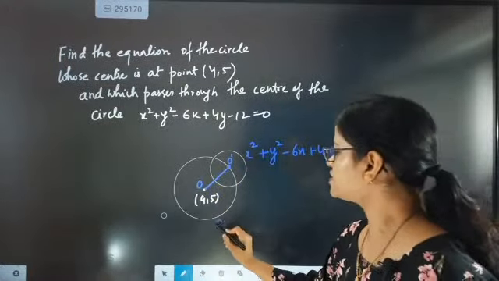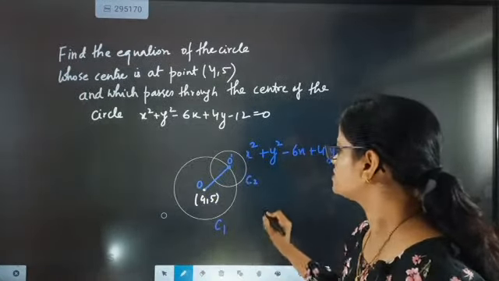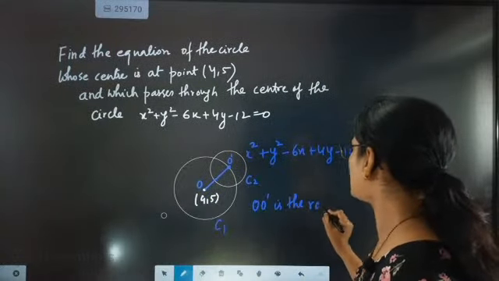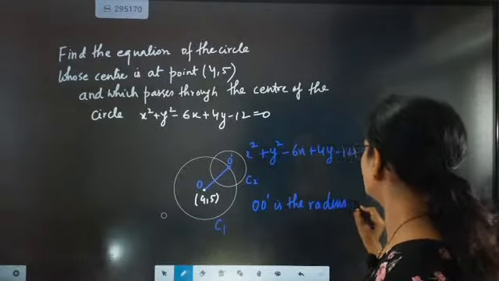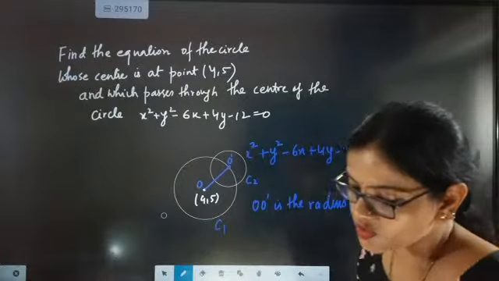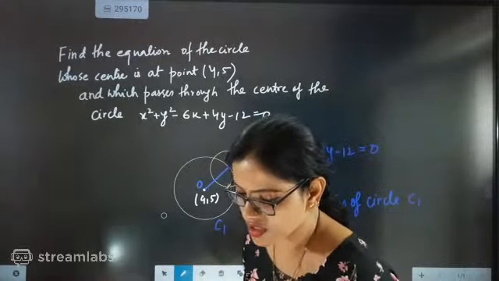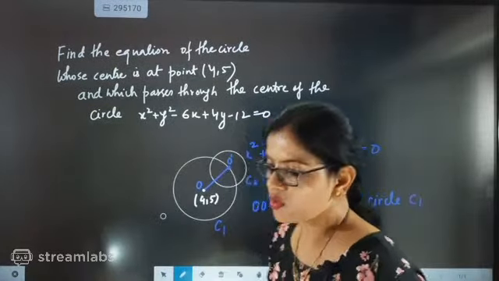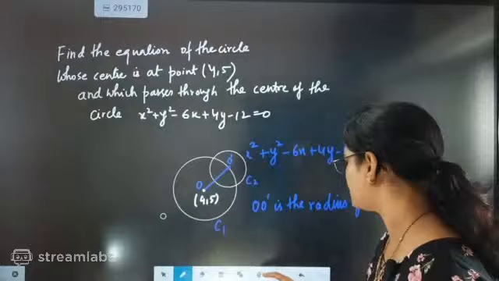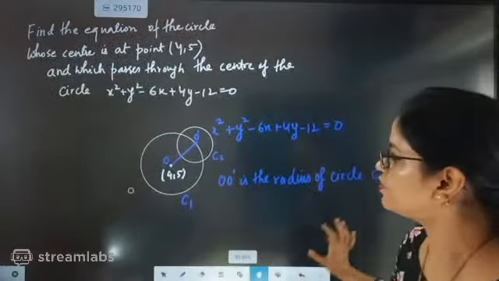Okay, so if this is circle C1 and this is circle C2, then O dash is the radius of circle C1. So O dash is what? O dash is the radius of this circle. So since O dash is the radius of this circle, try this one, Adit, we can do it, beta.